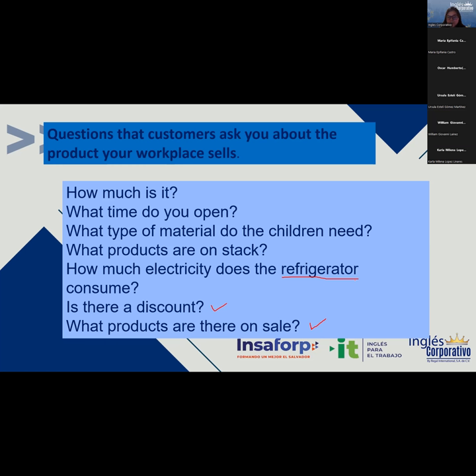Question? No question. How much electricity does a washing machine use or consume? Do you know? And how many watts? That's what people really ask because they are worried about the consumption of electricity. Any question here?